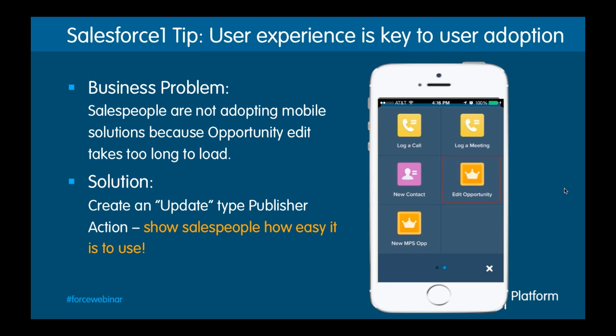So we posted our question to the community and said, we have this problem, what can we do? And of course, like the community always does, tons of people reached out to help us. And so what we figured out is that we could use a publisher action to fix this. So our business problem that we're going to talk about today is salespeople are not adopting the mobile solution because an opportunity edit takes too long to load. So our solution was to create an update type publisher action and show people how easy it is to use.